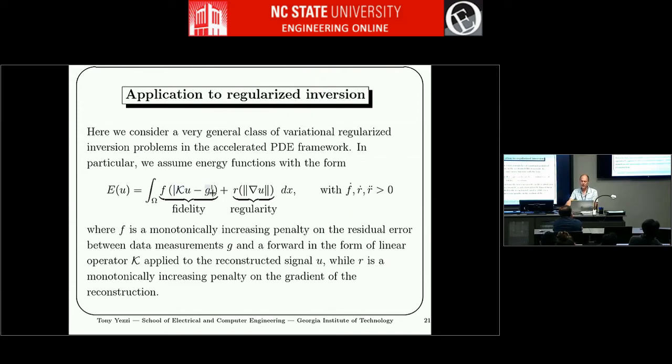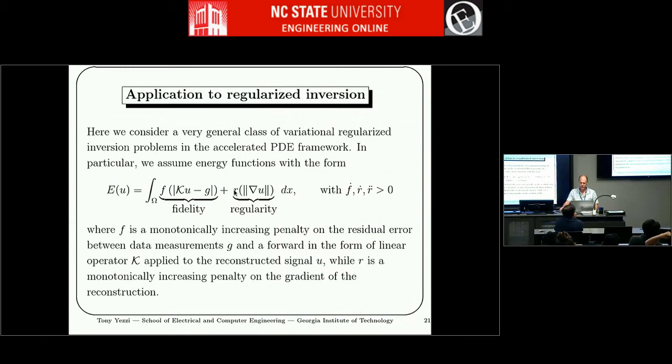This is basically the residual between the forward operator applied to your estimate and your actual measurements. We're going to take an absolute value, and we're going to have some kind of monotonically increasing penalty on that. Of course, one example is just quadratic. Then, your problem might be highly underdetermined, or there might be noise. For either one of those reasons, you might want to regularize.